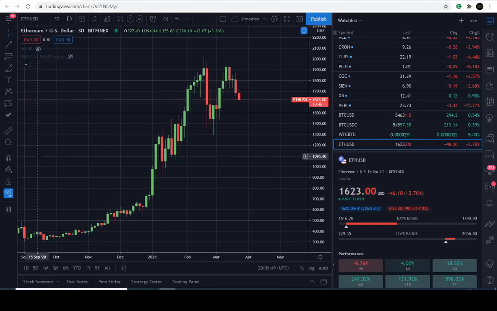All right, so today is March the 24th, 2021, and the current price of Ethereum is $1,623.00. It's down approximately 2.8% for the day.